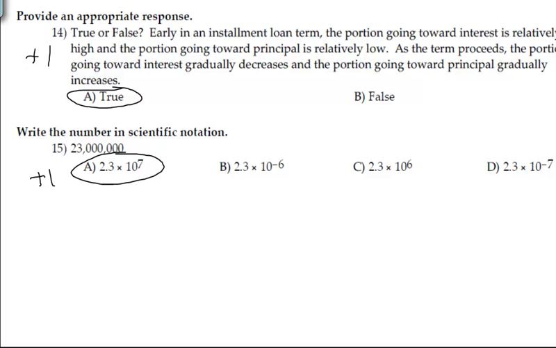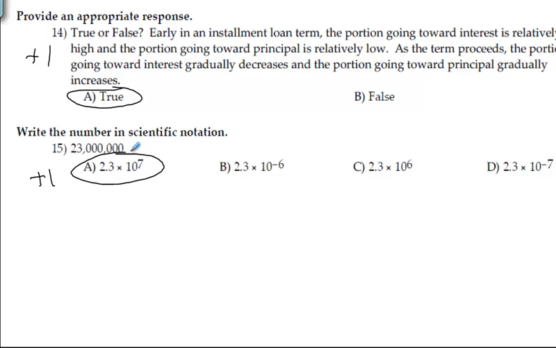On 14, when you are paying off a loan, the first payment is amortized. Most of the money goes to the bank. They make sure they get their money first, so most of it goes to interest, and then each month you pay, that ratio keeps changing towards being less for the bank and more towards your principal. So it says, is the interest relatively high and principal low, and that would be true.